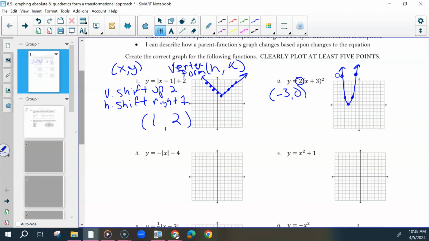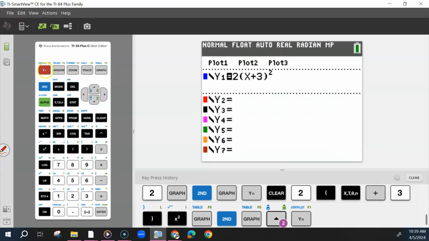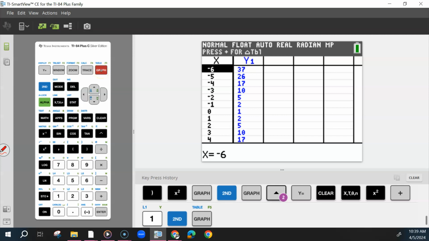Let's do number 4. Do we want to do calculator first or find the vertex by looking at it first? Calculator, okay. So go ahead and type that into your calculator. Go into the table, second graph, and find that vertex. Find where your y values repeat, find the middle. Where would that be? 0, 1.